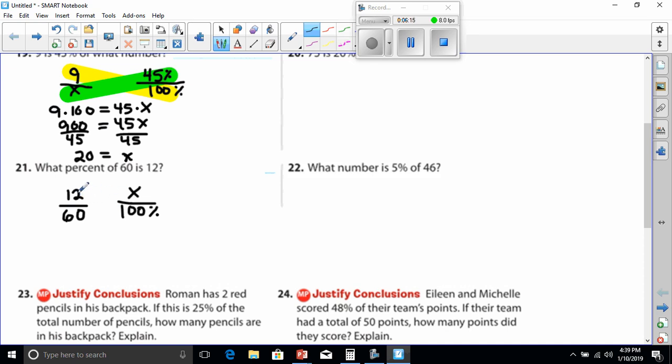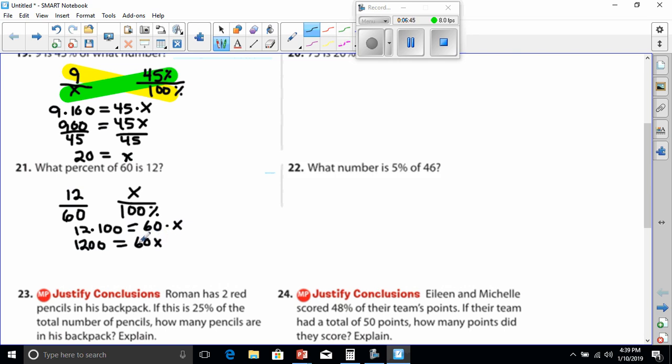This time we know that we'll have 12 times 100. I think we all know that's going to be 1200. It's got to be equal to 60 times x, which of course would be 60x.